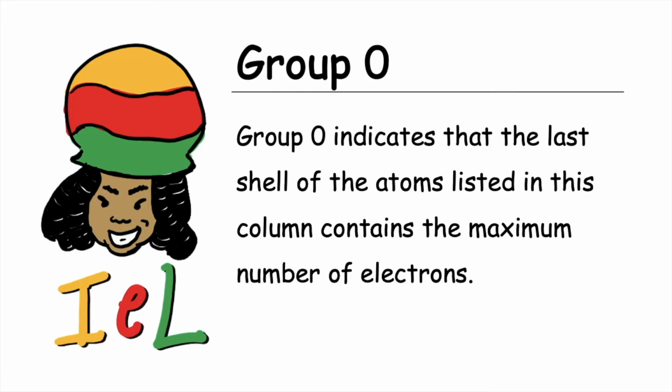Group 0, on the other hand, indicates that the last shell of all the atoms listed in this column contains the maximum number of electrons. Therefore, we say that the last shell is full. That is, the last shell or valence shell contains the maximum number of electrons.